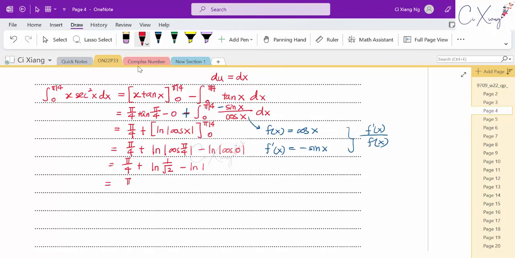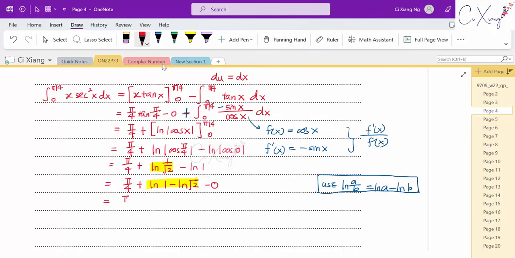Okay, then continue to simplify. For this part, ln 1 over square root 2, I can rephrase it as ln 1 minus ln square root 2. This particular term I can write this way because I'm using the rule where ln A divided by B can be written as ln A minus ln B. And then the last term here, ln 1, is basically a 0. So you know that ln 1 is 0 here. This one is also a 0 later.